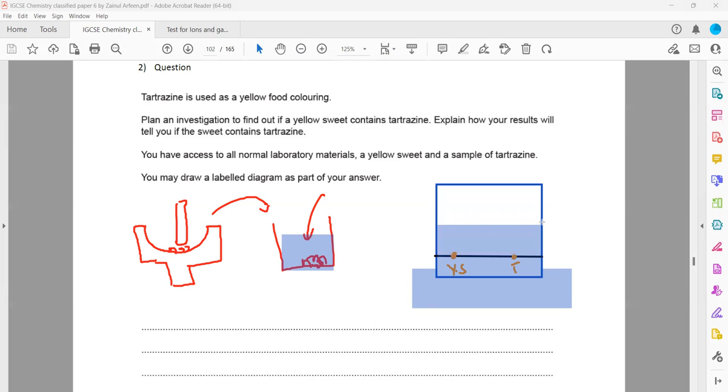Then allow the solvent to rise on the chromatogram. And then compare the spots, the distance moved by the spot. If the spot for the yellow sweet and the spot for the tartrazine rise to the same height, it means that the yellow sweet contains tartrazine. Or you can also measure the RF value for the yellow sweet and the RF value for tartrazine and compare them. If they have the same RF value, that also means that it is correct.